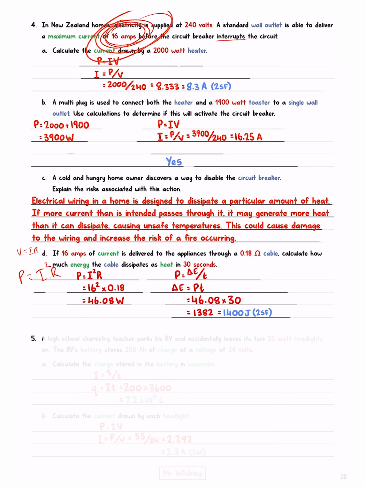Question 5. A high school chemistry teacher parks his RV and accidentally leaves its two 55 watt headlights on. The RV's battery stores 200 amp hours of charge at a voltage of 24 volts.